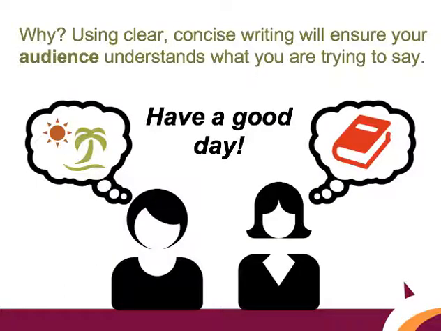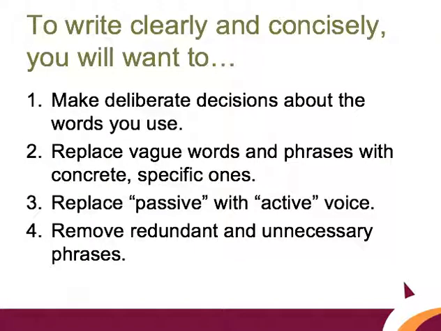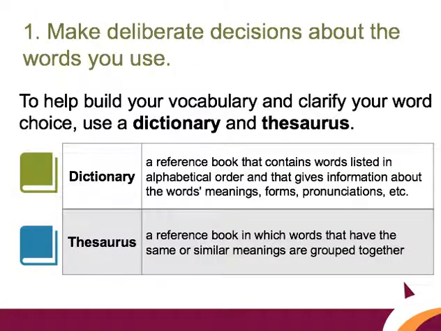Obviously, the main reason for writing clear and concise sentences and papers is that it helps your audience understand what you're trying to say, and it sends a message of authority to the reader. So, in order to do so, you need to make deliberate decisions about the words you use, replace vague words and phrases with concrete, specific ones, go from passive to active voice, and remove redundant and unnecessary phrases.